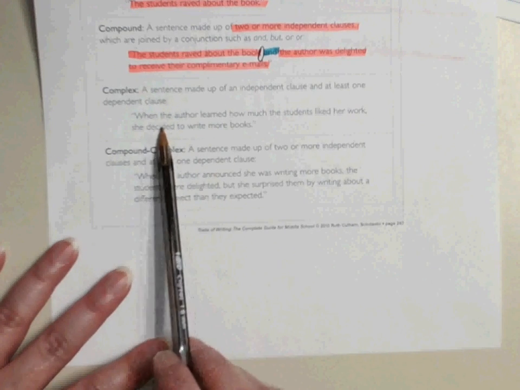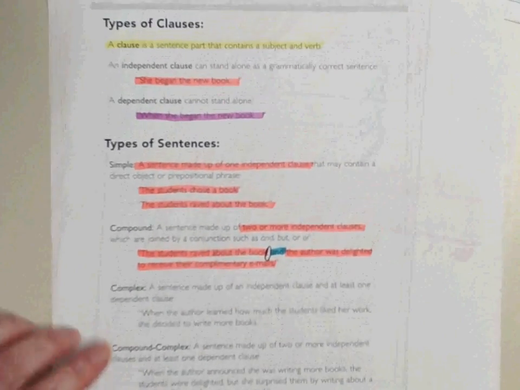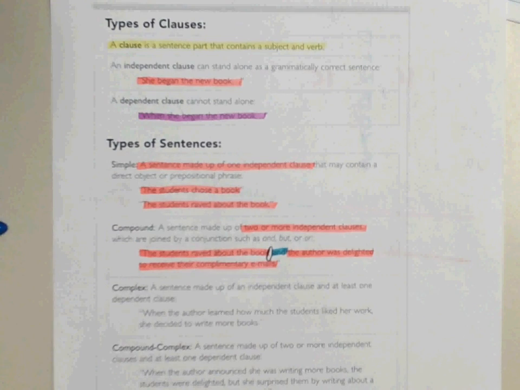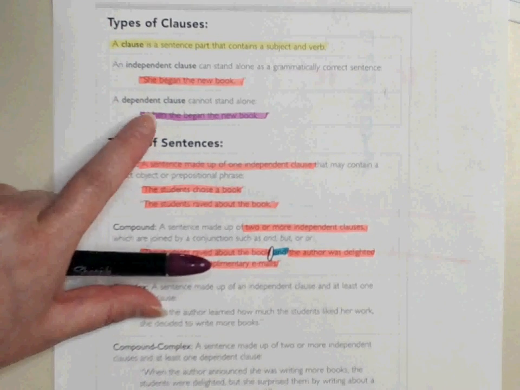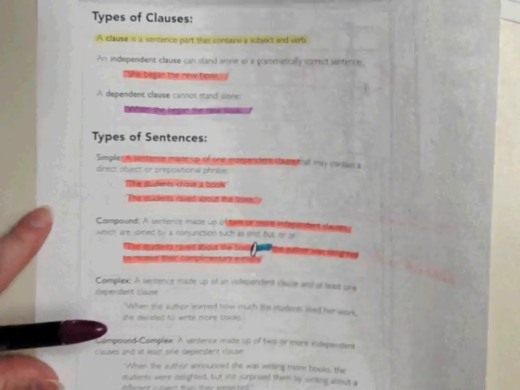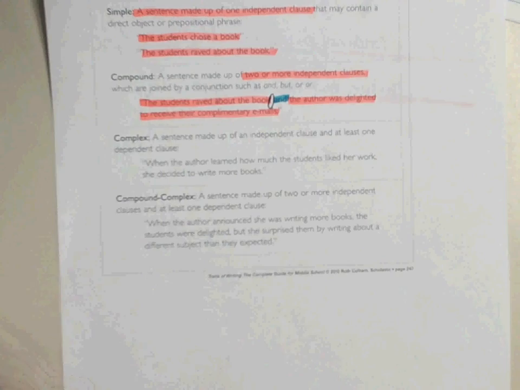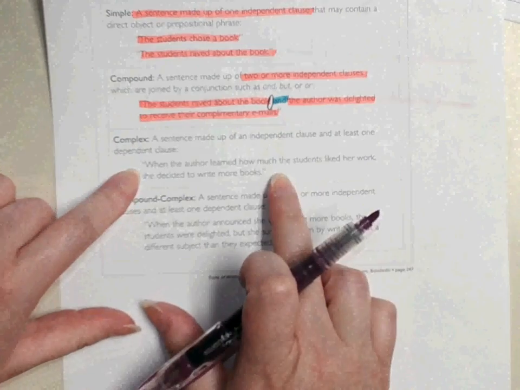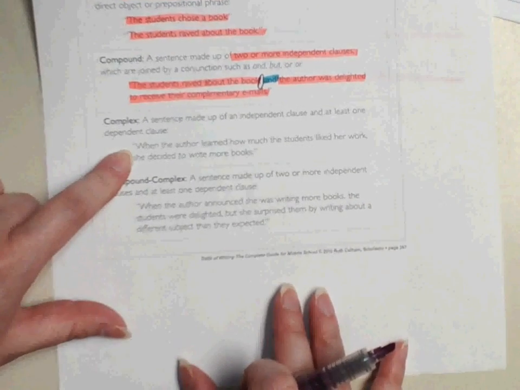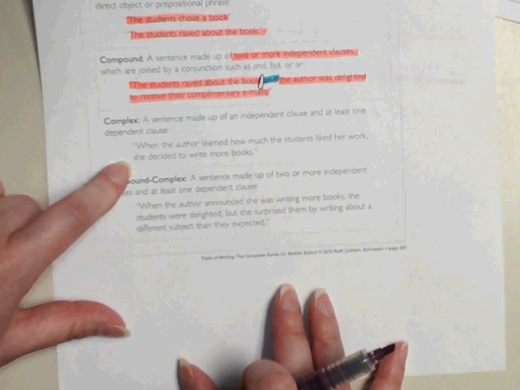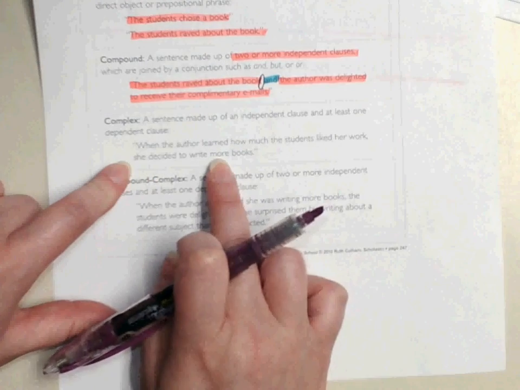We're looking now at complex. Okay, so right here, when the author learned how much the students liked her work, she decided to write more books. Okay, up here, find the color you did for dependent. Remind me again, what does dependent mean? Cannot stand alone. So, out of these sentences, which one cannot stand alone? The first one or the second one?